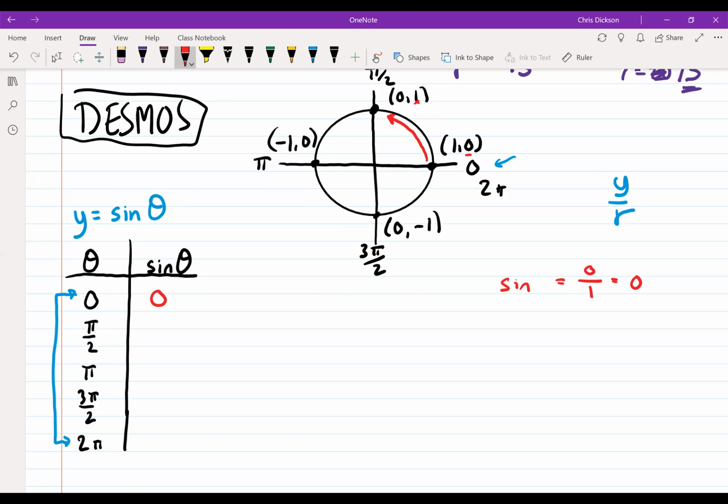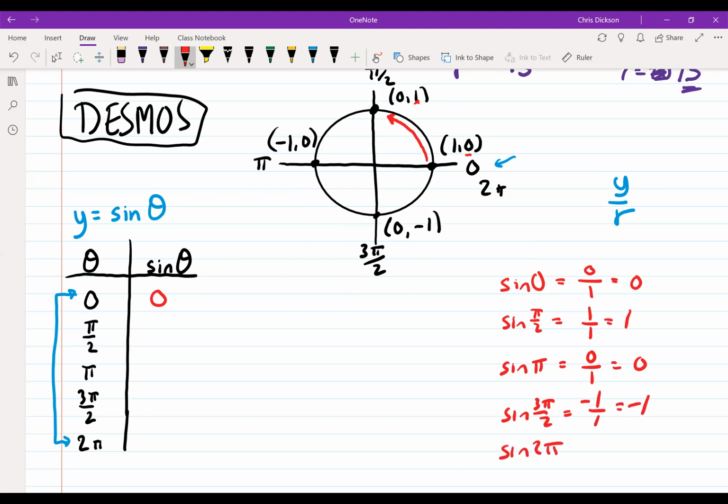So the sine of pi over 2, you would have a y value of 1 divided by a radius of 1, which is 1. Sine of pi has a y value of 0 over 1, which is equal to 0. And sine of 3 pi over 2 would be negative 1 over 1, which is negative 1. And then the sine of 2 pi should be the same as sine of 0. You're back at the beginning again. So you go through these values: 0, 1, 0, negative 1, 0.